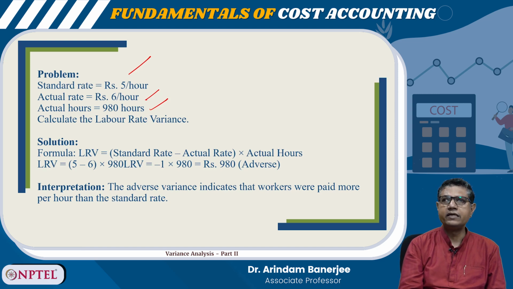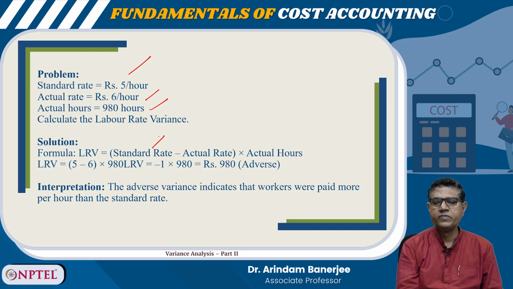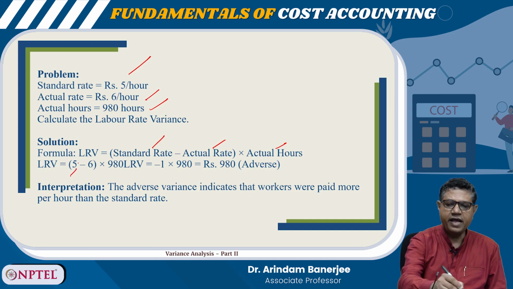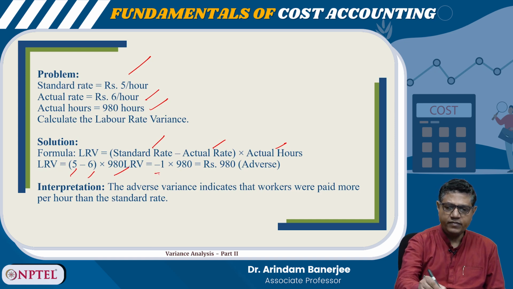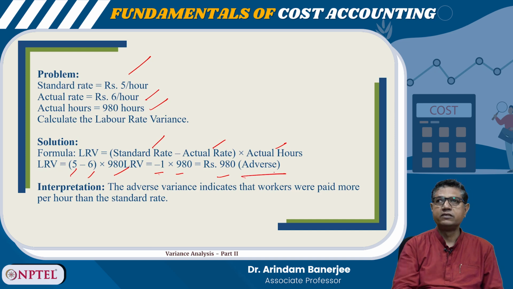So standard rate, I can see here, is 5. So the formula is standard rate minus actual rate into actual hours. Standard rate is 5, actual rate is 6 and actual hours is 980, right? So you can see here 5 minus 6 is minus 1. So minus 1 into 980, so 980, and it is adverse, right?